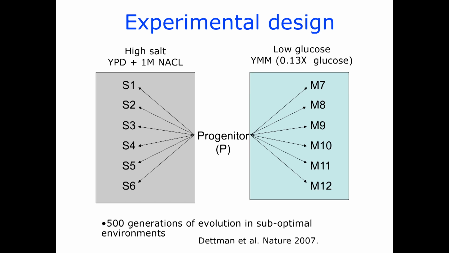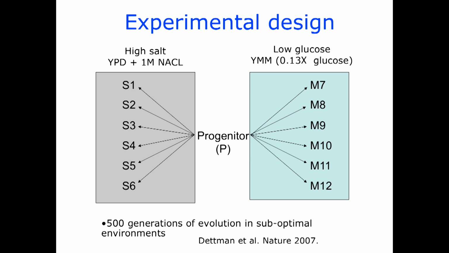And then here's the experimental design. We've got the single ancestor, the progenitor. We had 5 populations in an environment high salt. We selected that because a lot is known about salt response in yeast, and also low glucose. And so the progenitor is divided up, barcoded. We have 6 of these populations, 6 of these populations, and we did 500 generations of evolution.